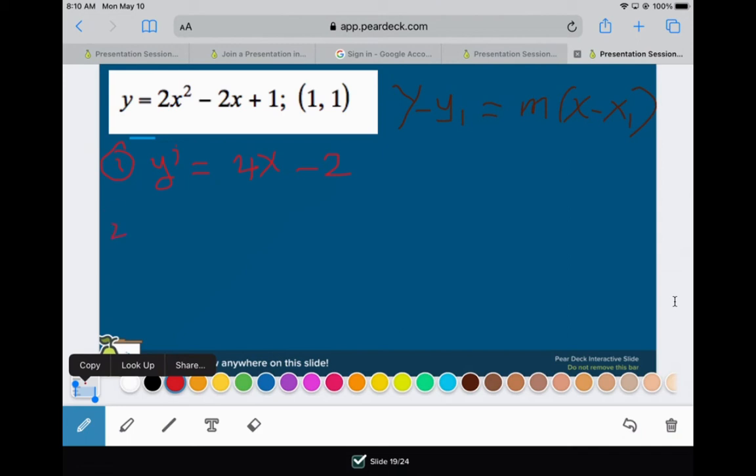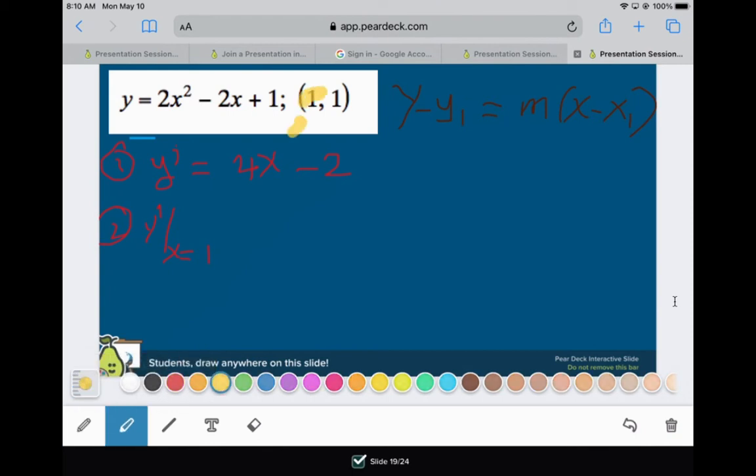Okay. Step 2, I'm going to plug it in to figure out the slope. Okay, so y prime at x equals 1. So the values that I want to use to plug in are the x values. So 4 times 1 minus 2, that gives me 1. That is the slope. So that's step 2, I'm finding the slope.